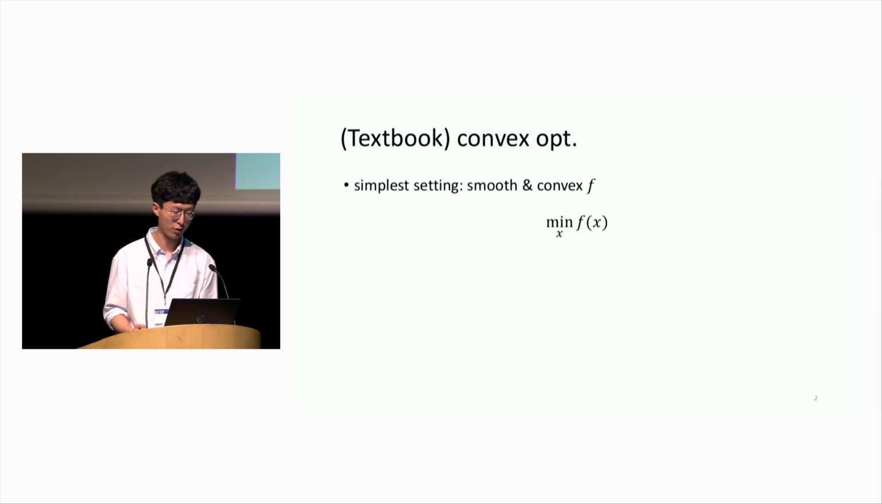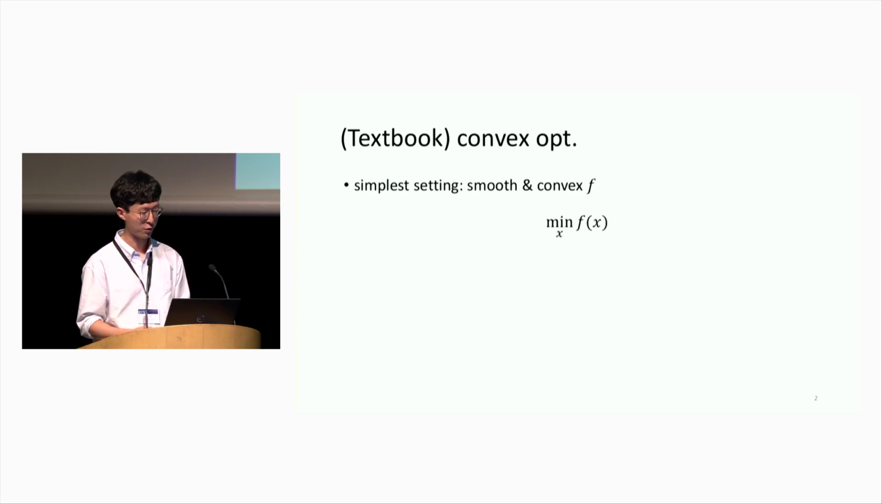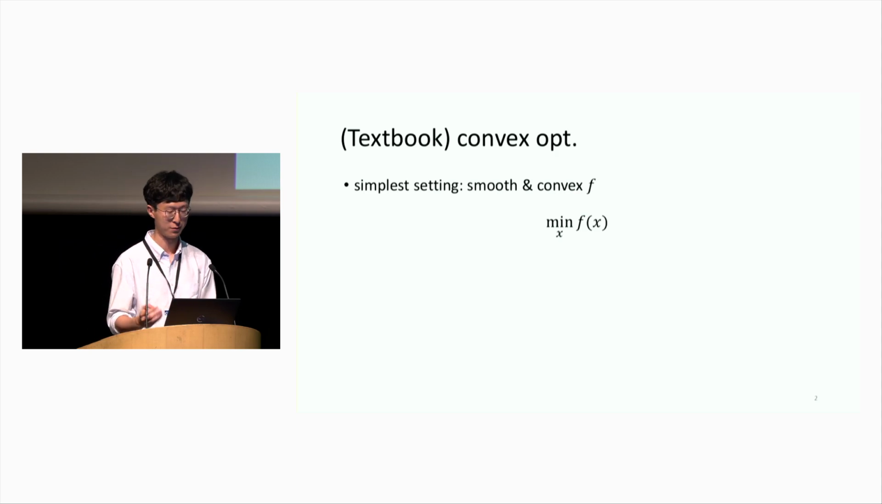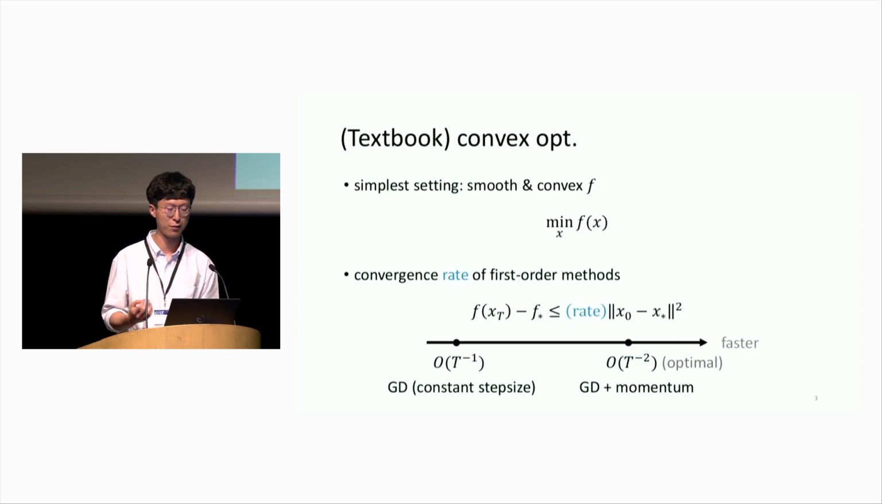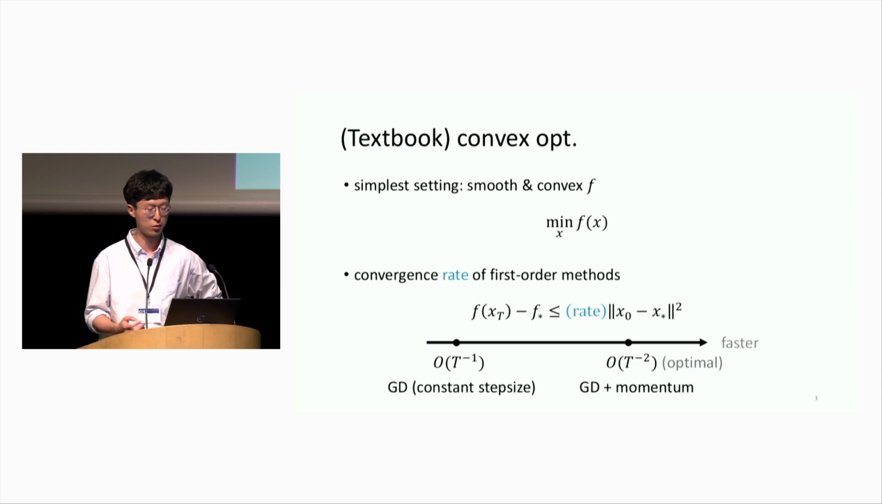So let me start with, as a background, the simplest textbook setting, which is just minimizing a smooth and convex function f. The very first thing we learn in a convex optimization class is how fast those first-order methods converge, in particular how they scale with the number of iterations. We learned that gradient descent has this 1 over t rate, and if you add momentum, it can be accelerated into 1 over t squared.